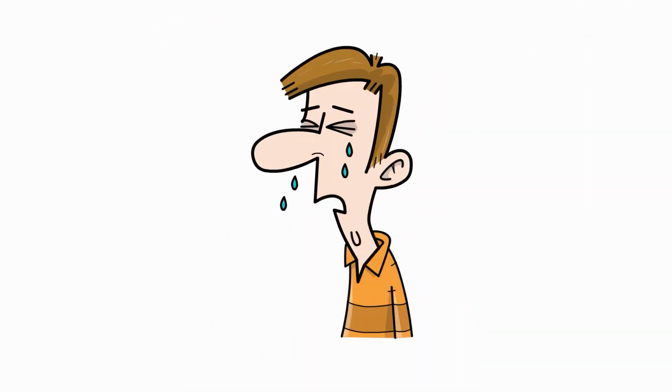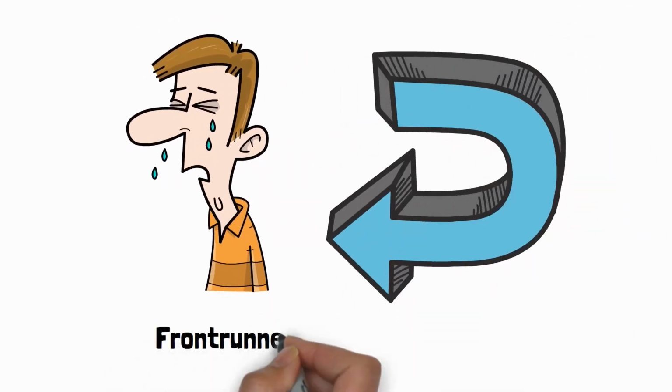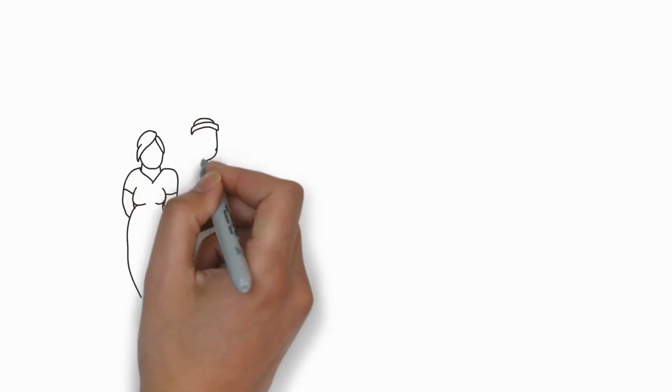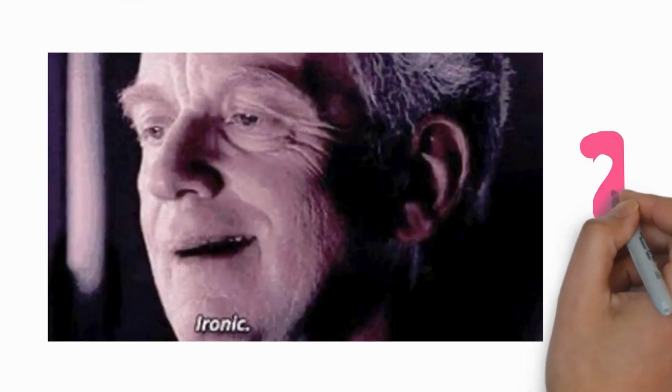Now I have some bad news for you. Front running can also work against you. Anybody can try to front run your own front running transactions. Remember, all the transactions in the mempool are public, including yours. Everybody can see what you are doing. Very ironic, I know, but what can you do about it?